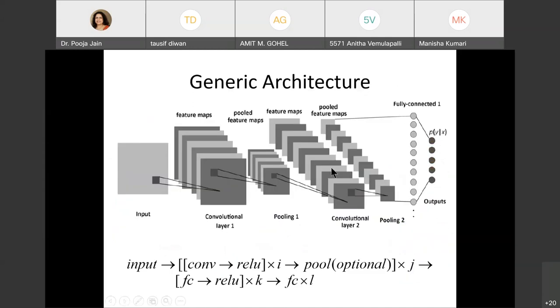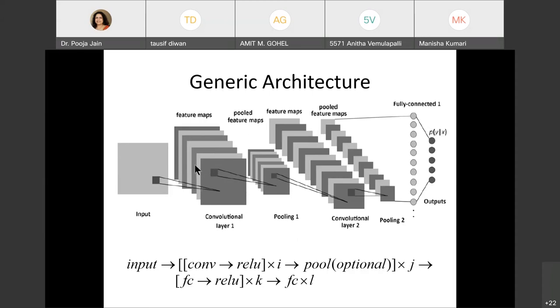One more thing: the generic architecture. What is the general architecture of CNN? First of all, input is provided to us. On this particular input, we apply some convolutional layers. Just look at these feature maps: first feature map, second, third, fourth, fifth, sixth. After that, we apply max pooling. Max pooling extracts the dominating features and ignores the non-important features. Then one more convolutional layer, and then after that, one more fully connected layer. So if we look at this generic architecture of CNN, input is there.